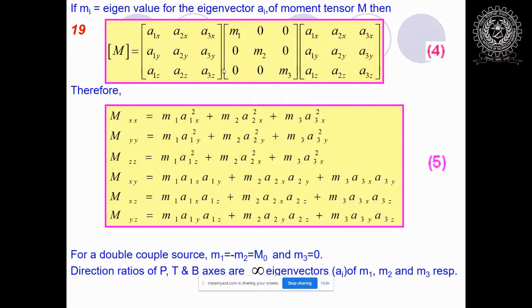So if Mi are the eigenvalues corresponding to eigenvectors ai of the moment tensor M, then we can write the moment tensor as shown in equation number 4, and different components can be derived as shown in equation number 5.